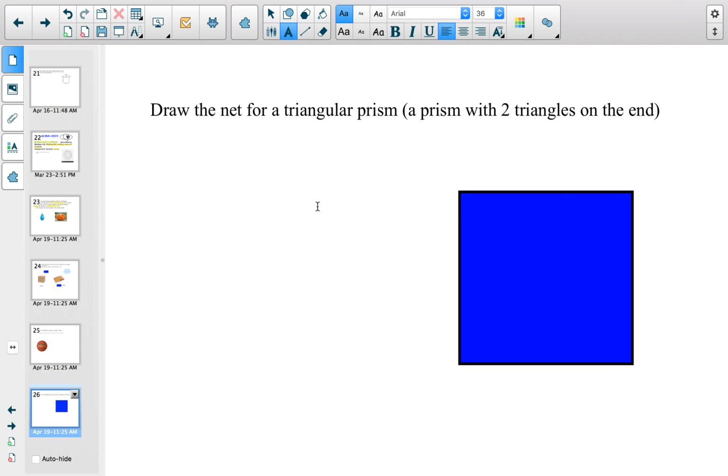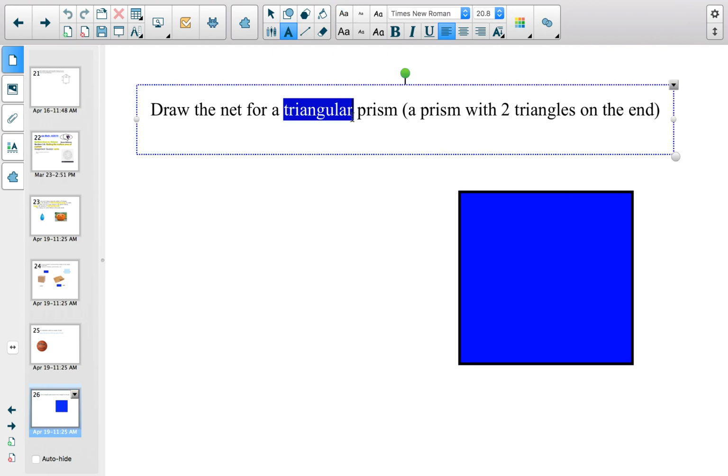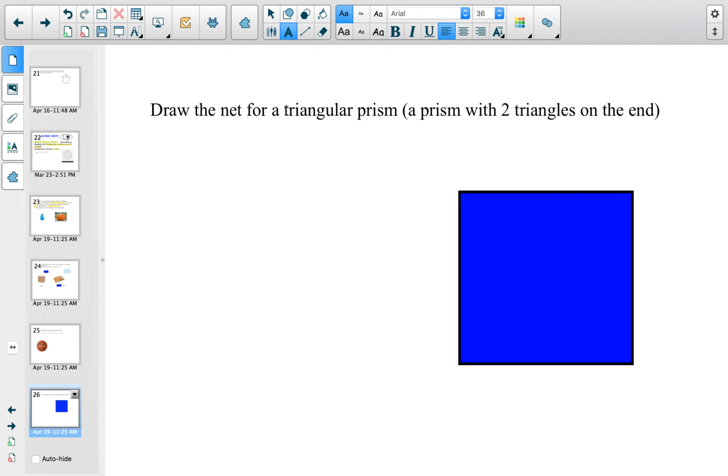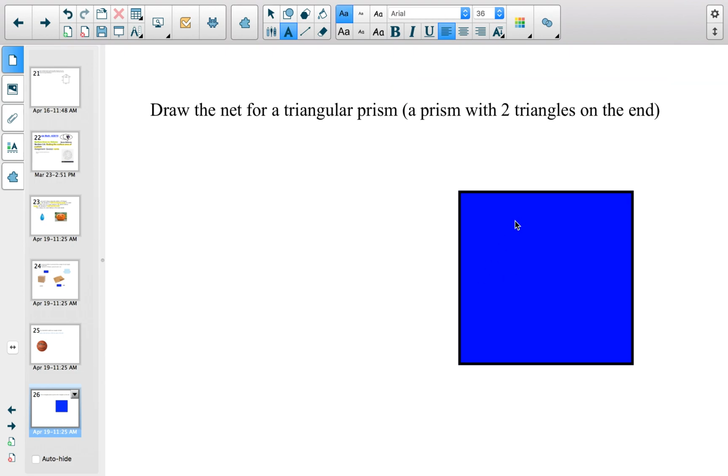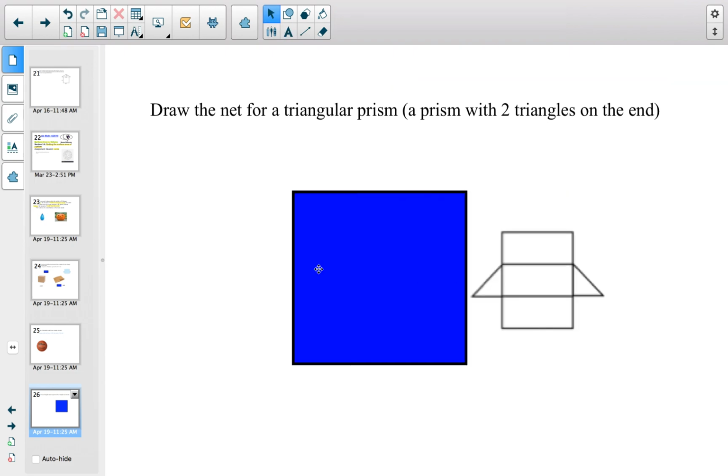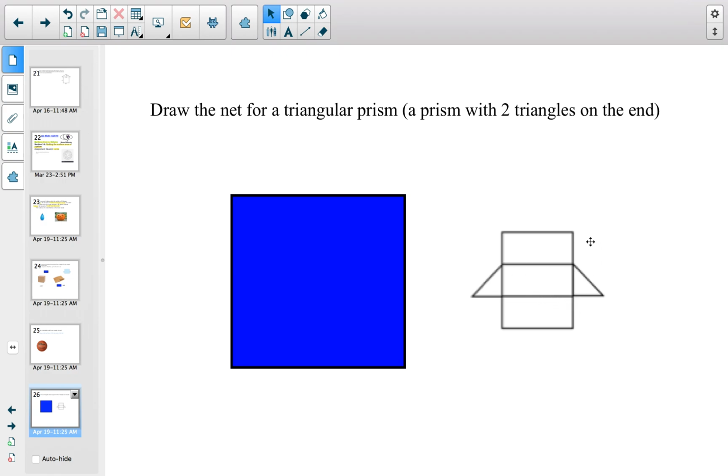And a final example here. Draw the net of a triangular prism. So this triangular part right here should be telling you what's on the end. And the prism, again, is telling you that there are 4, or in this case 3, rectangles connecting each side. So when I made mine, it looks something like this. Now, yours could look a little different. Maybe your triangle's a little differently shaped, but altogether it should look something like this, where you have 2 triangles, 3 rectangles. Okay?